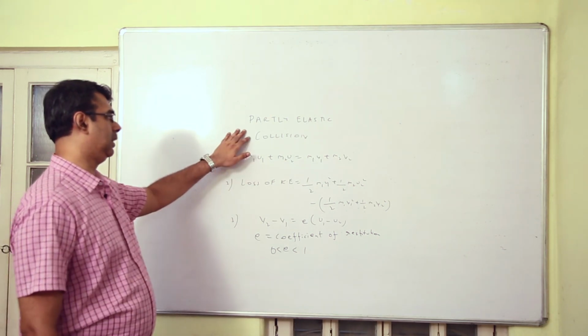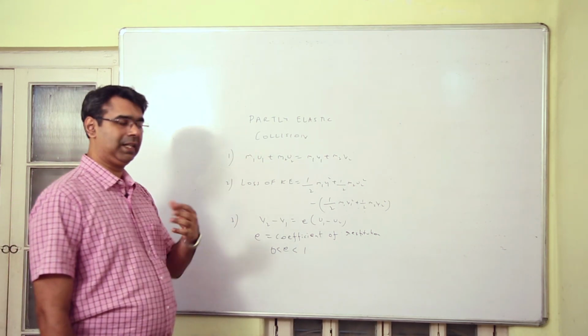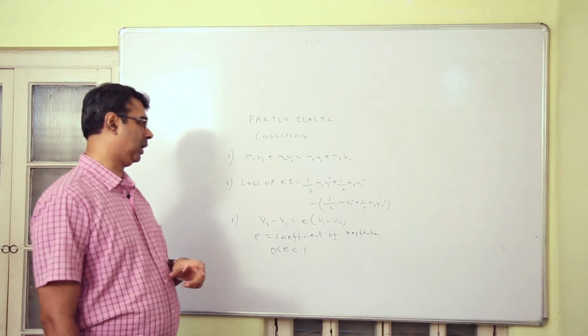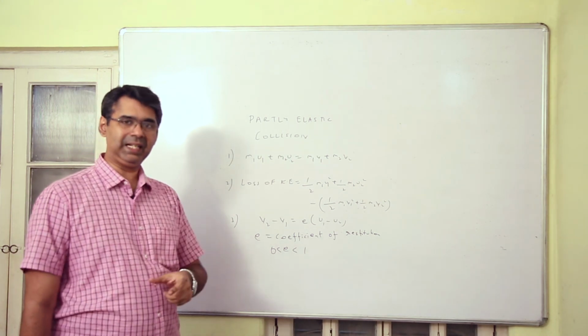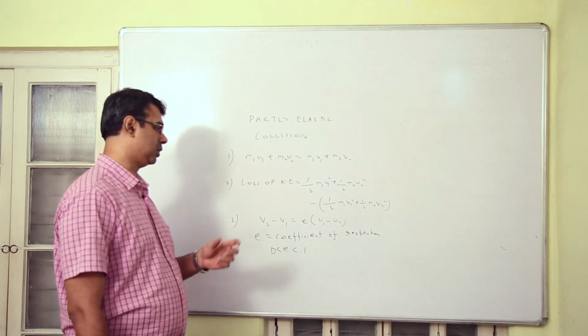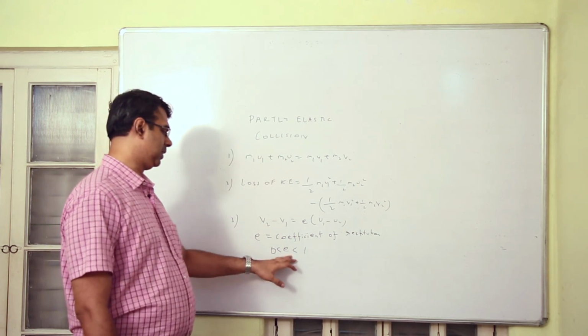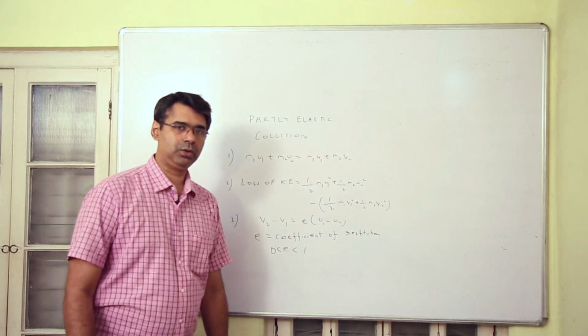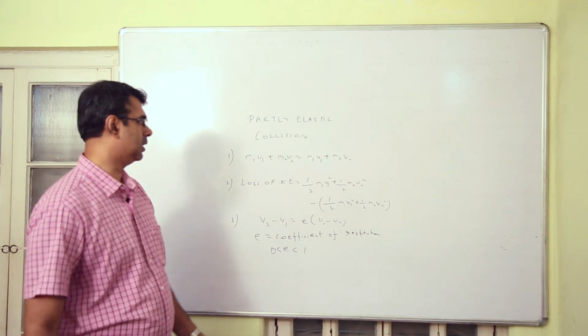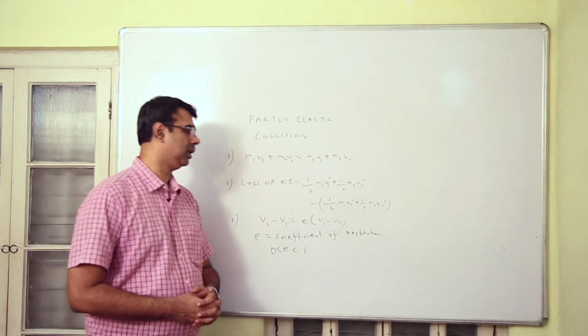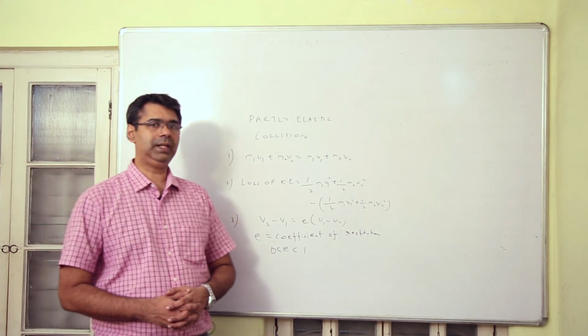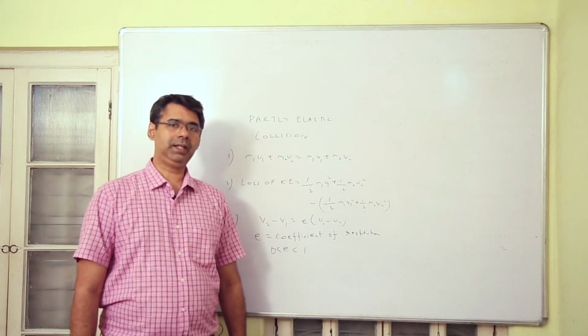So perfectly elastic, e is equal to 1, perfectly inelastic, e is equal to 0, and partly elastic, e lies between 0 and 1. So this brings us to an end of collision, and it also brings us to an end of the chapter work and energy.